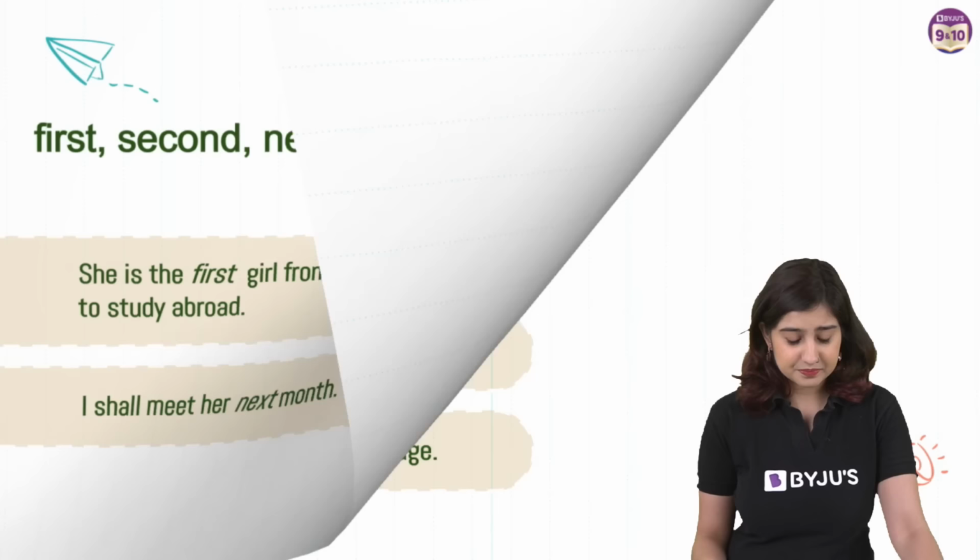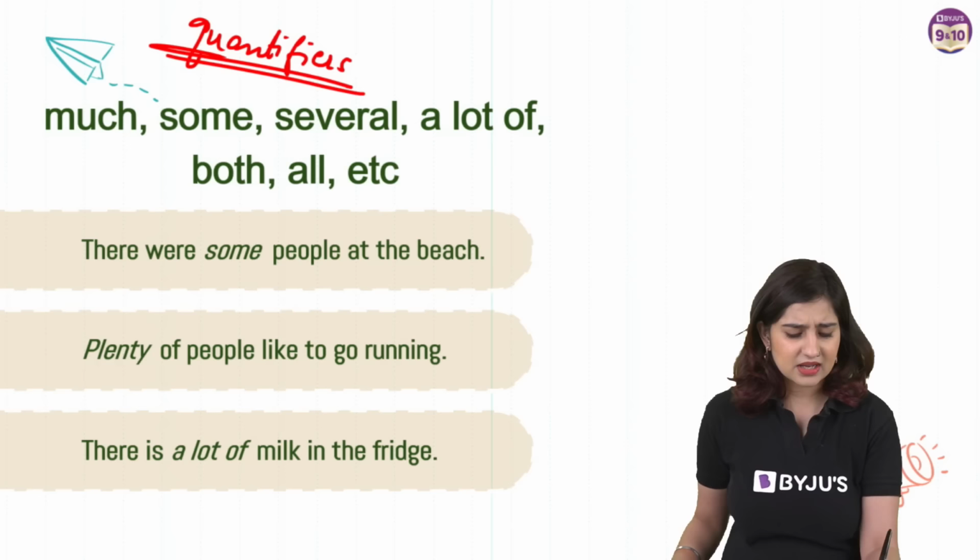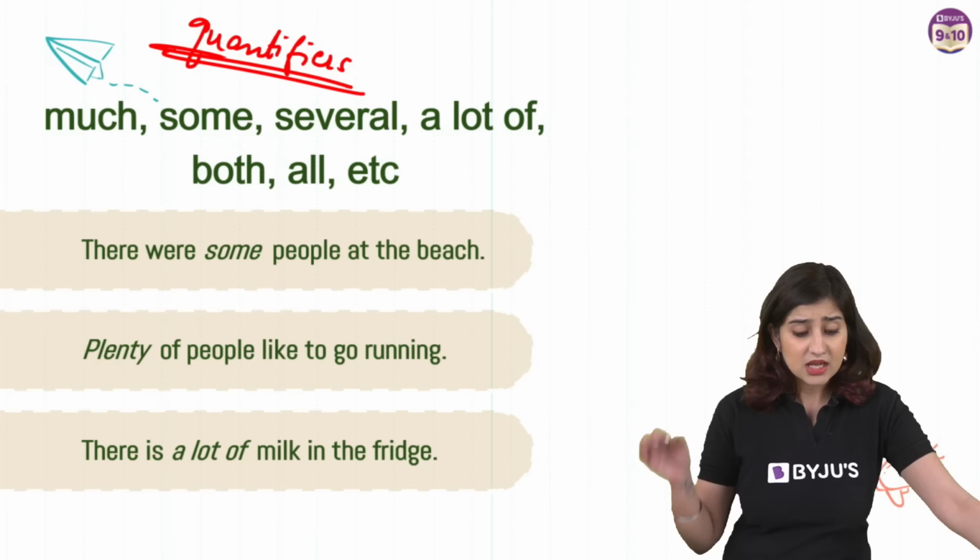These are all quantifiers, and these are very easy. ये वाले determiners बहुत easily recognize हो जाते हैं. Much, some, several, a lot of, both, all, etc. There were some people at the beach. मतलब कुछ लोग थे बीच में.